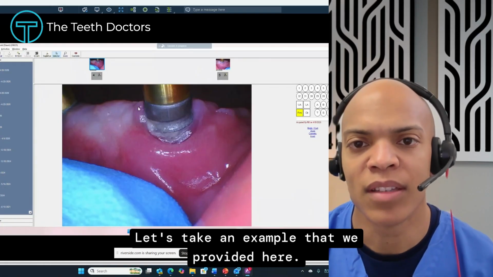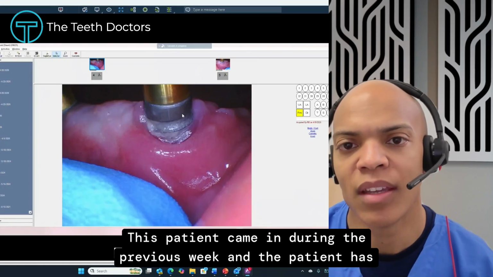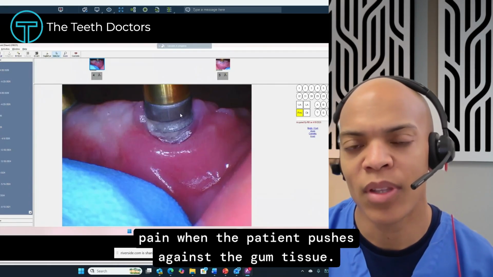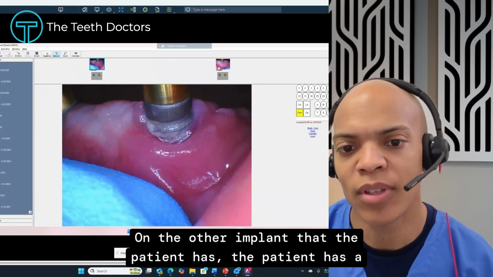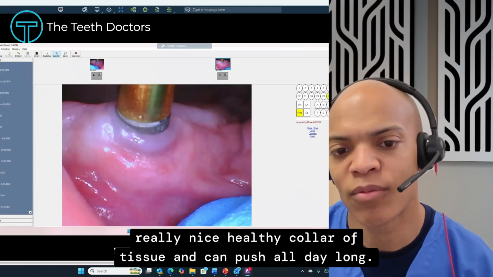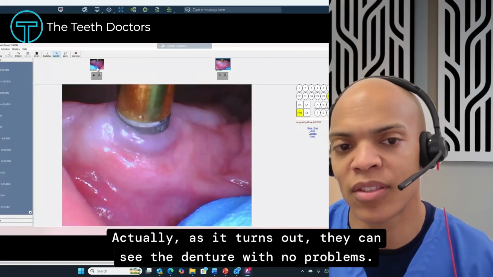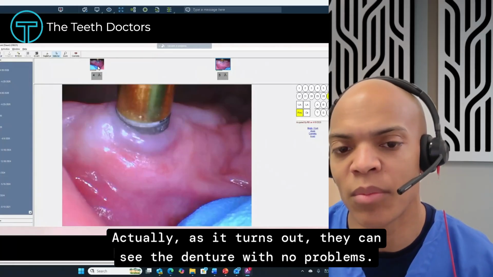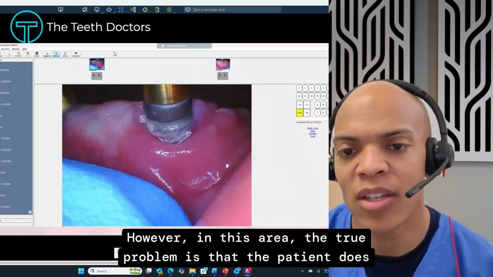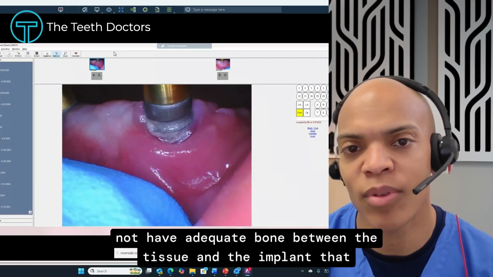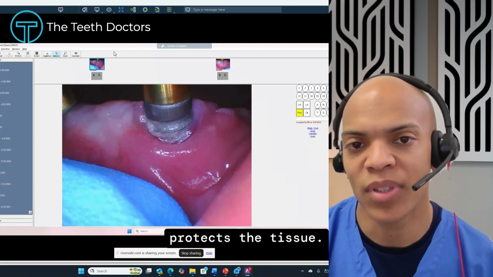Let's take an example that we provided here. This patient came in during the previous week, and the patient has pain when the patient pushes against the gum tissue. On the other implant that the patient has, a really nice healthy collar of tissue, the patient can push all day long. Actually, as it turns out, they can use the denture with no problems. However, in this area, the true problem is that the patient does not have adequate bone between the tissue and the implant that protects the tissue.